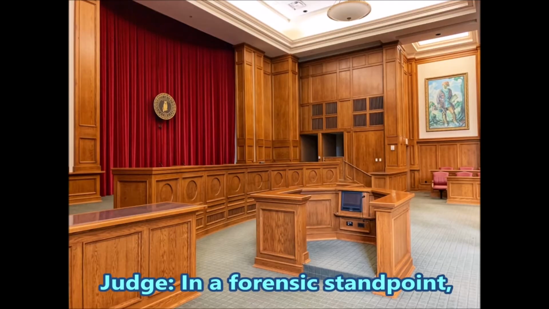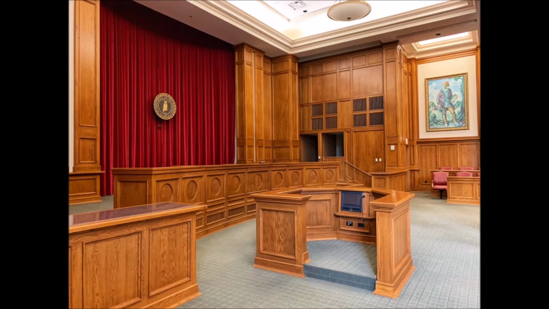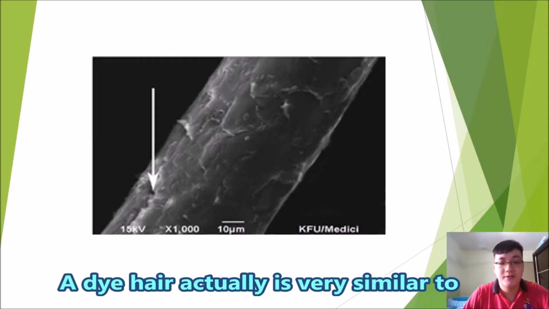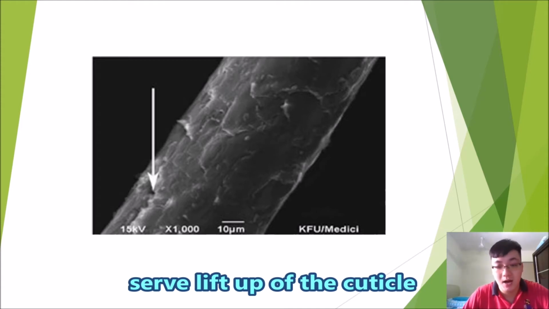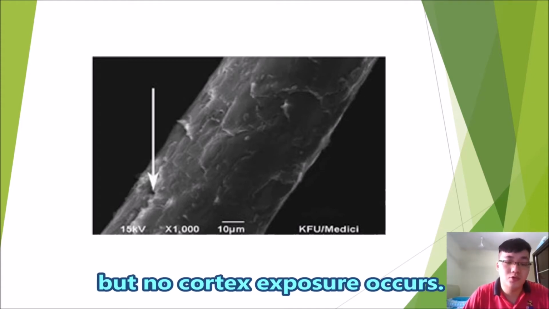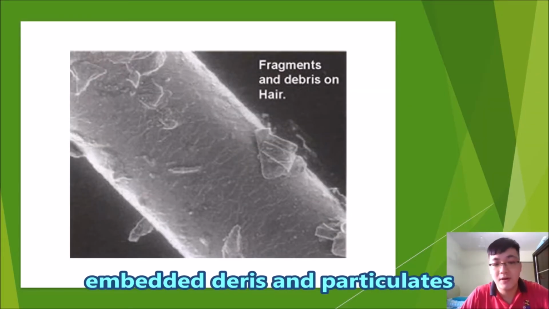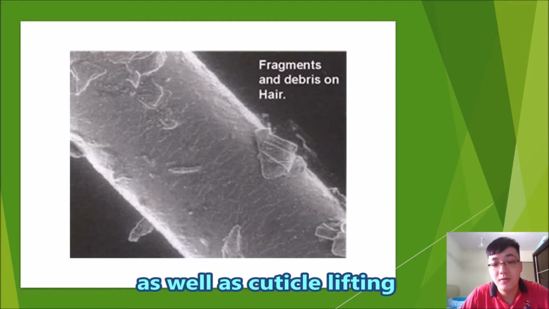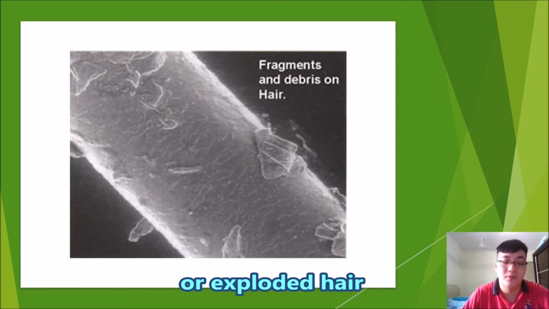From a forensic standpoint, it has always been reported that dyed hair is similar to burnt hair. So how would you prove that it is not dyed hair? Dyed hair actually is very similar to burnt hair, as dyed hair shows surface lifting of the cuticle with holes or cracks, but no content exposure occurs. Apart from that, ash debris and particulates as well as residue, along with upper atmosphere residues, further confirm the hair evidence was burnt or exploded hair.